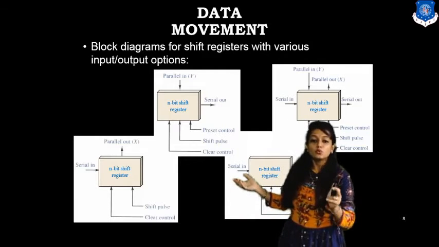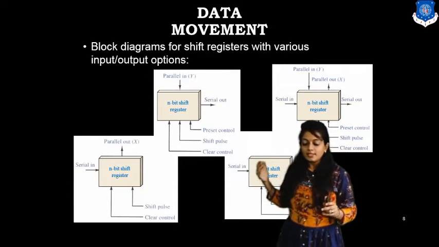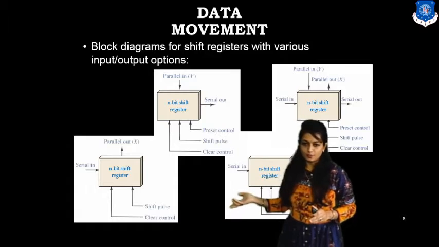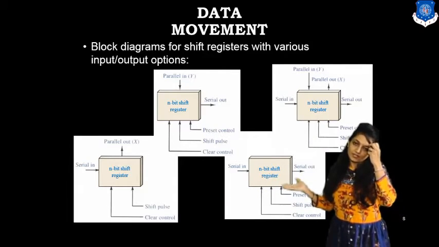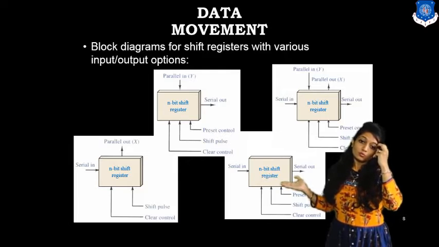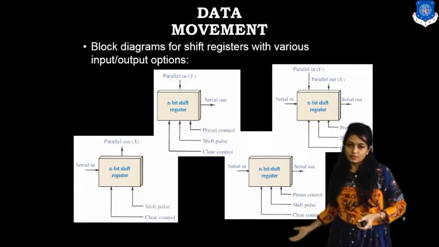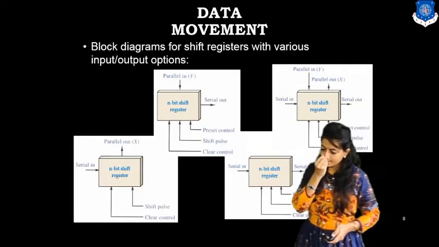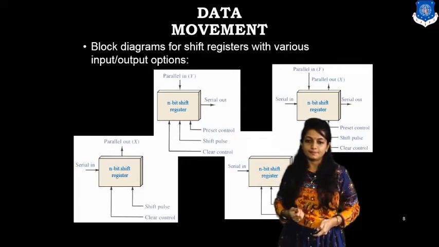Only the clear control is there. But if we want to do a shifting operation, whether the data will be shifting right or left, we can apply the shift pulse. Now for serial in and serial out, shifting is there whether data is moved in the left direction or the right direction. Clear control is there and the preset control is there. So this is an example of how the data movement will be done.